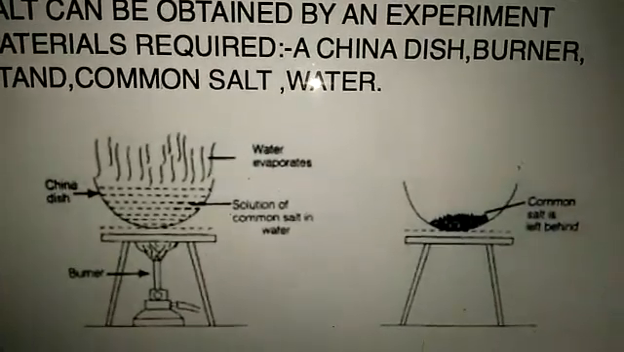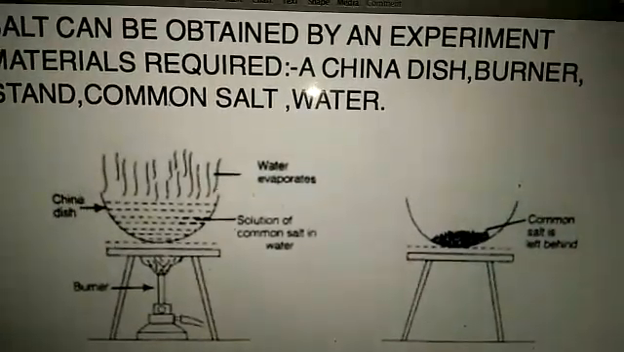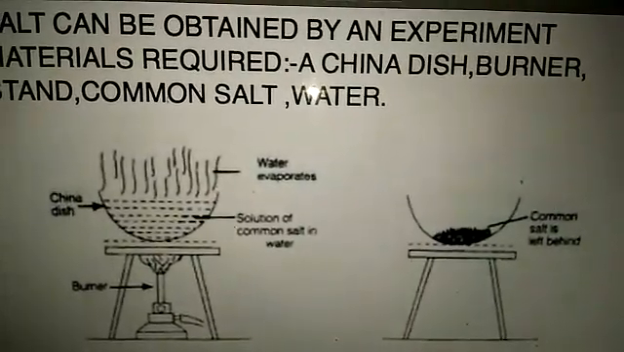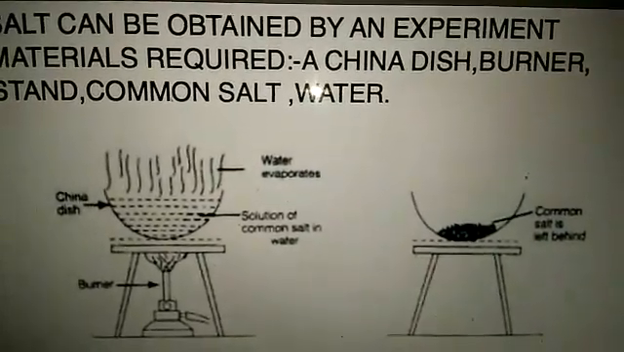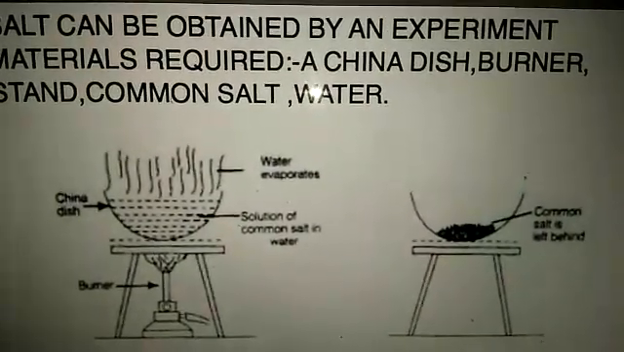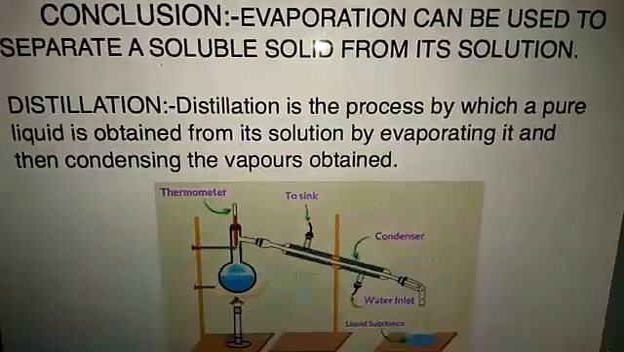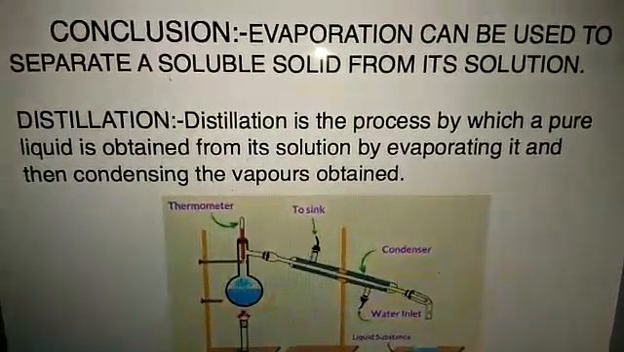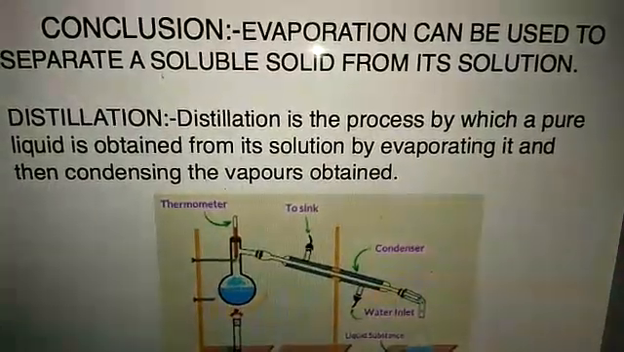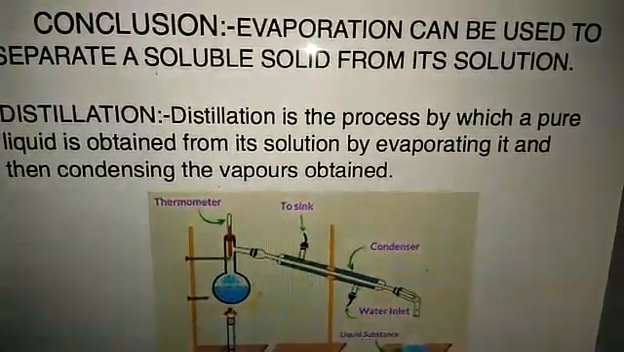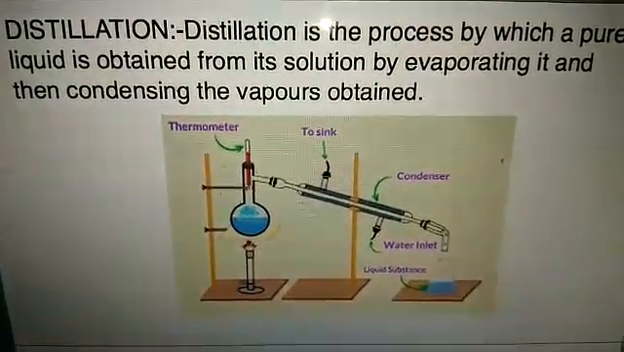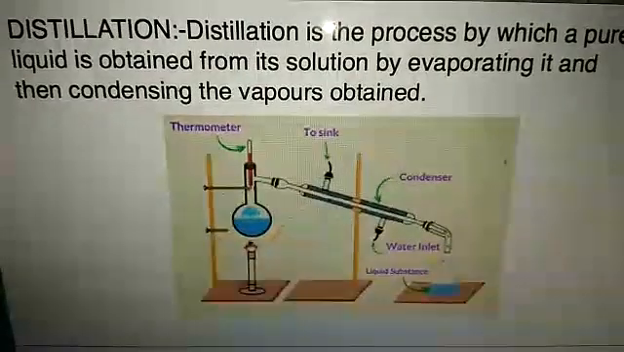As you can see on the right side, the china dish is there and inside the china dish common salt is left behind and all the water has been evaporated. So in this way, with the help of an experiment, we can also get common salt. So the conclusion of the experiment above is evaporation can be used to separate a soluble solid from its solution. Now, a soluble solid can also be separated by distillation.